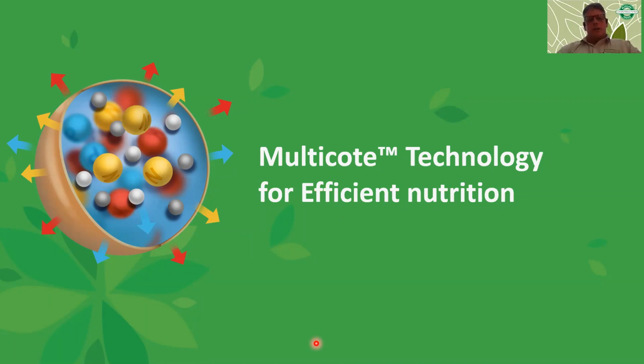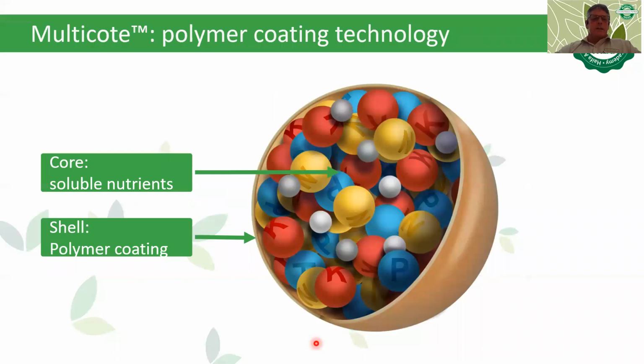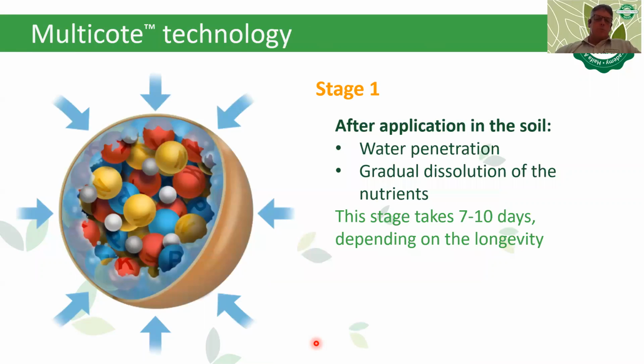If we look at the technology for efficient nutrition, Multicote as a controlled release fertilizer is probably one of the better products that you can look at. It's basically a water-soluble core that is coated with a polymer shell or polymer coating, and that coating forms a membrane which allows moisture in. And if you remember the rules of osmosis or diffusion, moisture goes in, it dissolves the nutrient on the inside, and then you have a salt concentration inside the granule and a lower salt concentration outside in the root zone, and thus diffusion takes place where the salt tries to balance on either side of the membrane.